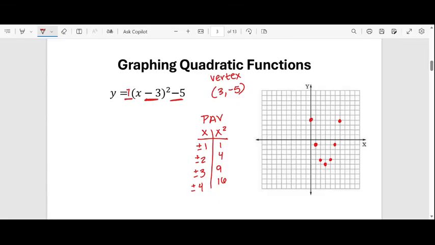And left and right 4 squares, up 16 will be off the graph. So I'm going to stop there with my 9 squares. Again, you should have a U shape here that looks something like this. Those shapes are called a parabola.